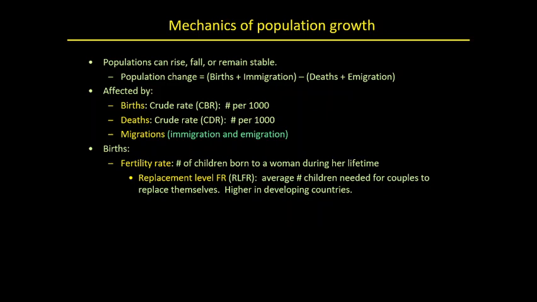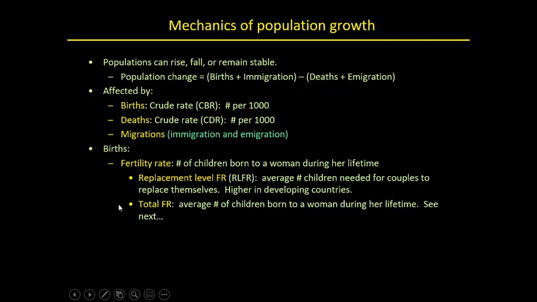It's not that people are thinking, honey, we need to replace ourselves, let's get busy. It has to do with cultural norms and choices about how many children you want. But from a demographic, population perspective, we can condense it all down to replacement level fertility rate. Another and more common way to see fertility rate portrayed is total fertility rate, which is the average number of children born to a woman during her lifetime. This is all in your textbook, and it explains it there.